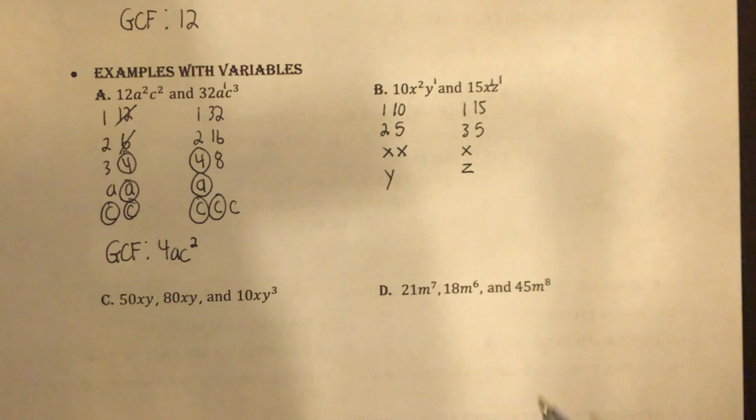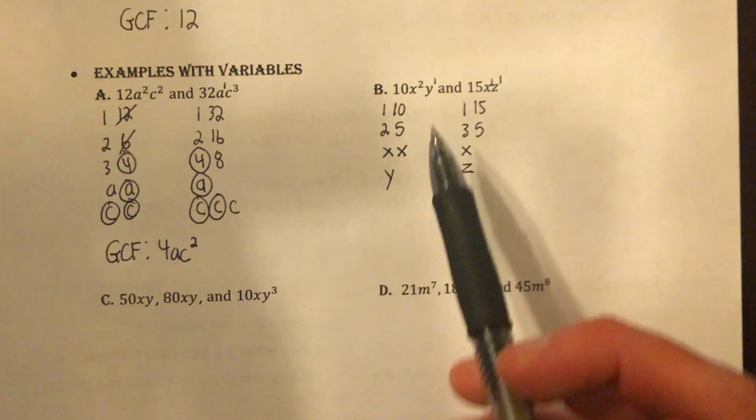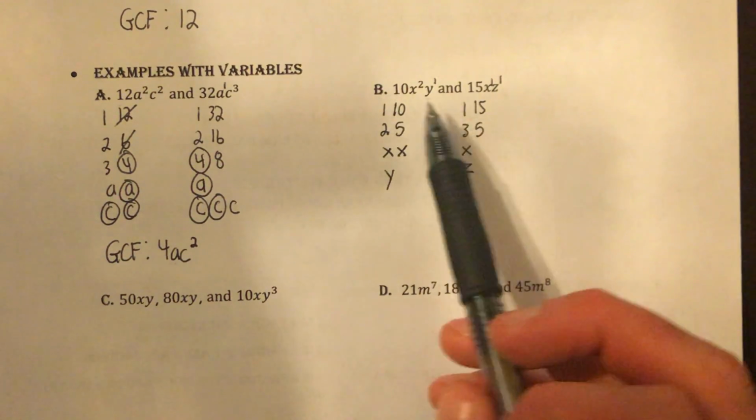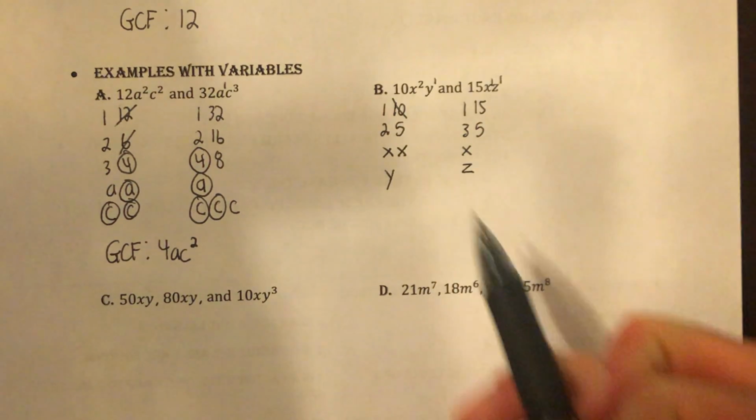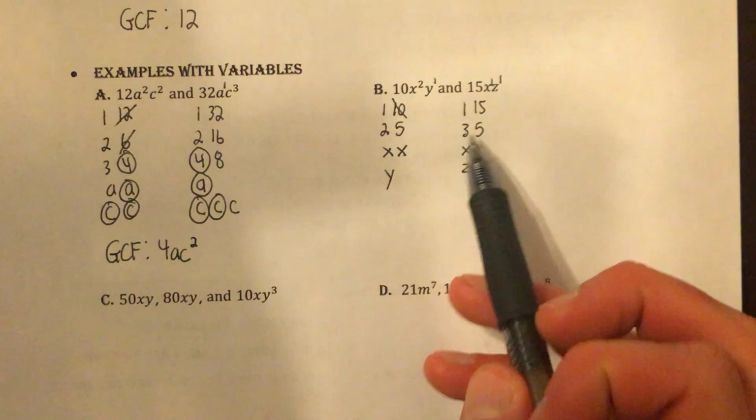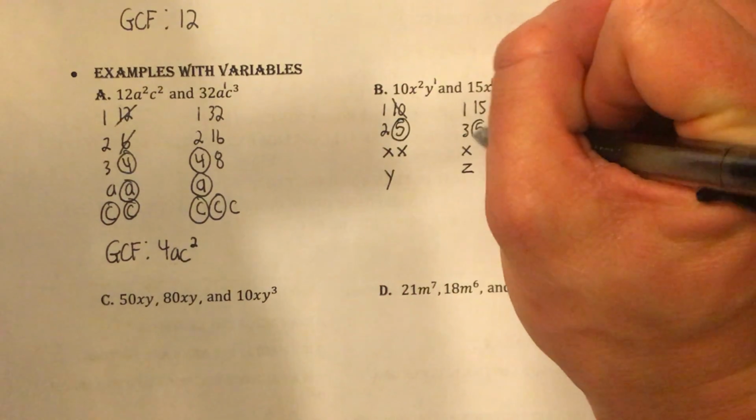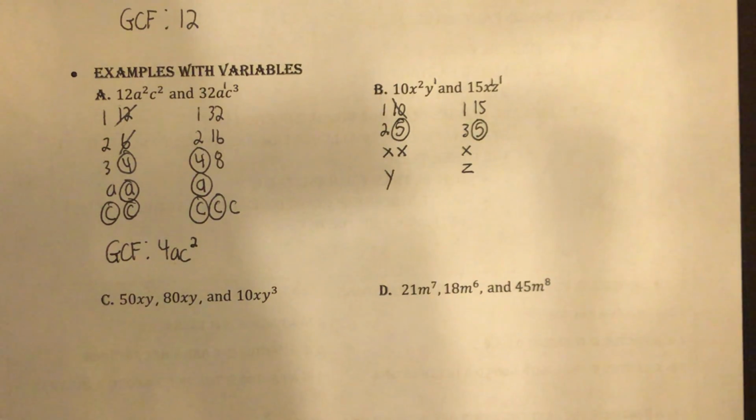Well, now let's take a look. Start with my smallest number, which is 10. Start with the 10. Is it in both lists? No, it's not, so not an option. Move on to 5. Is 5 in both lists? Yes, it is. So that's a part of my greatest common factor. So 5 is going to be the number.